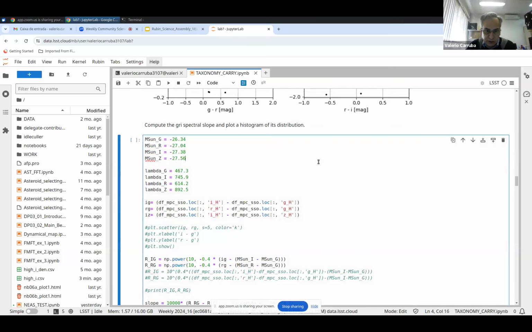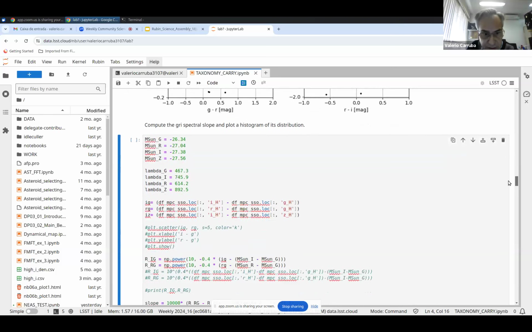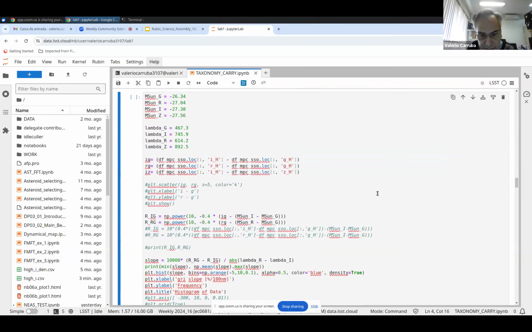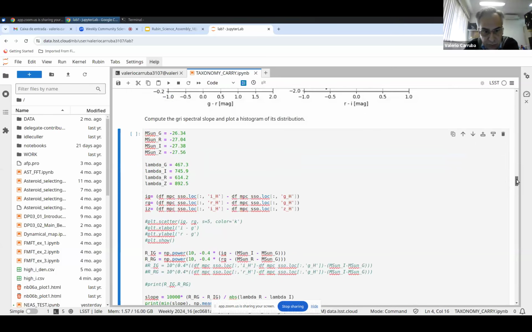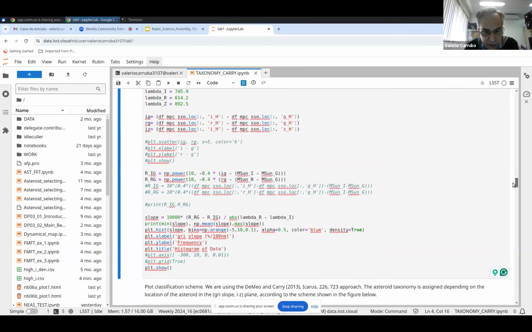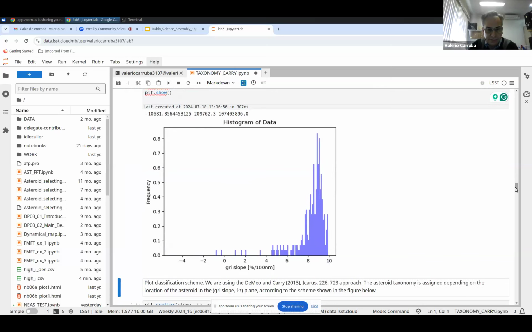Here is the part in which I actually try to do some classification. In order to do that, we need to compute a new quantity, which is the spectral slope. The spectral slope is defined as the color R minus I divided by the difference in wavelength between the R band and I band in the Sloan system. So we compute these differences in fluxes, and then we divide by the difference in wavelength. And this is a plot of the GRE slope.